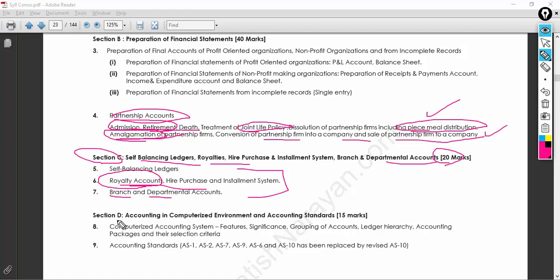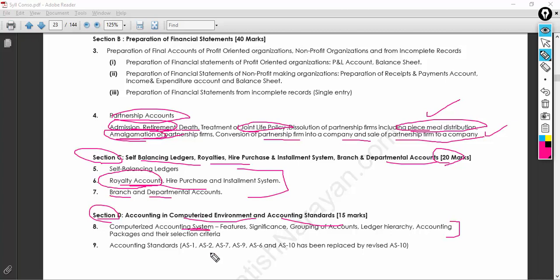Coming to section C, we have the computerized accounting system and accounting standards. As already mentioned, if you are working on any computer system, computerized accounting becomes easier. However, know the basics given in the institute study material, which is required from the examination point of view.